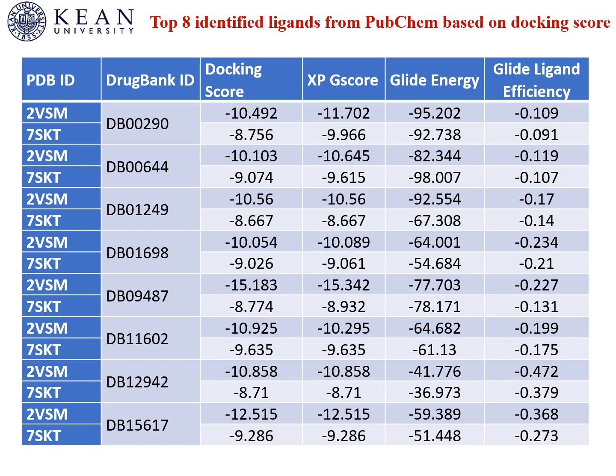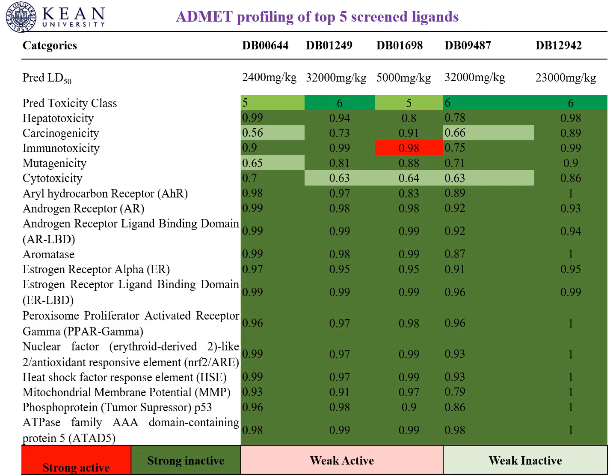This is the docking score for the top 8 identified ligands. All the docking scores are extremely high compared to the existing drug molecules for many other diseases. Here is the ADMET profiling for the 5 screened ligands. Except for DB01698, almost all other 4 molecules are extremely safe considering ADMET profiling.